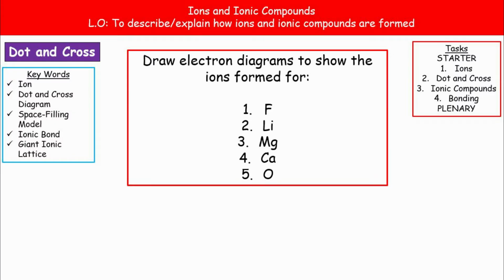So you've seen how we do the positive and the negative ion electron diagrams. So what I'd like you to do is draw electron diagrams to show the ions that we form for the 5 atoms on your screen now. So I'm going to give you 5 minutes to have a go at this.